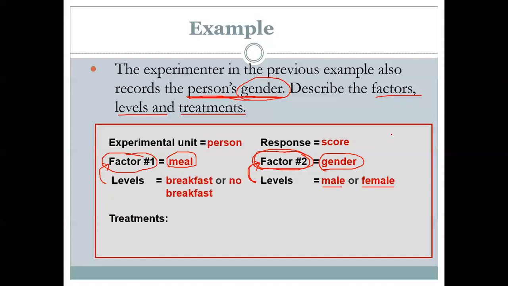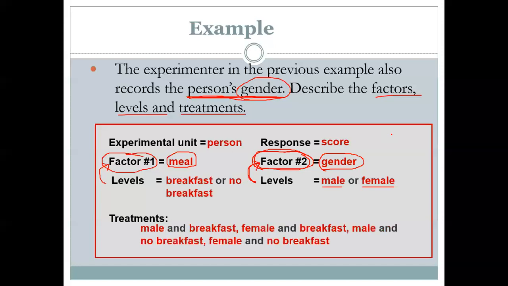So what are the treatments? The previous treatment is breakfast and no breakfast. But now we have another factor, that is gender. So we must also add the treatment for the second independent variable, that is male and female. So the treatments now will be male and breakfast, female and breakfast, male and no breakfast, and female with no breakfast.